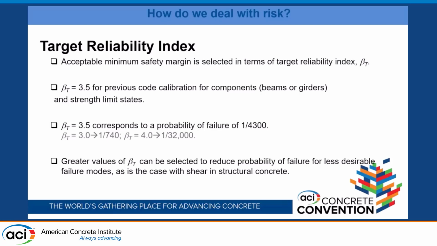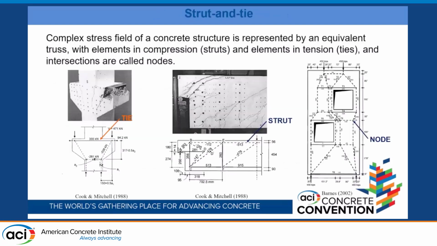But what is important is that we should select larger target values to reduce the probability of failures of less desirable failure modes. So if for flexure we are accepting a 3.5, ideally for shear, that is, a less ductile failure mode, less desirable, we should go a little higher. Ideally, 4 has been recommended by other researchers. So that is regarding the reliability part.